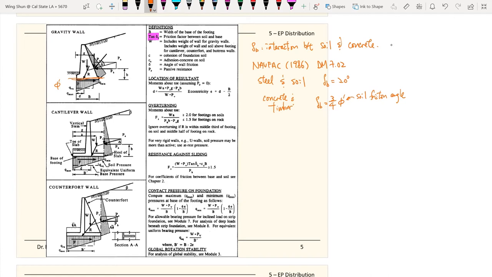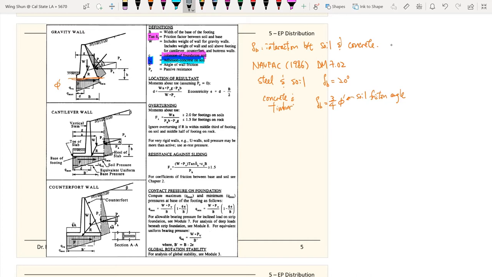So that is the friction angle between the soil and the base, and the W right there is the weight of your wall, and C here, so there are two cohesions. The first one is the cohesion of foundation soils, which is a soil strength parameter, and C sub A here is the adhesion of concrete on soil. This is more like a soil and clay interface. And the delta right there is the angle of wall friction, and P sub P is the passive pressure.